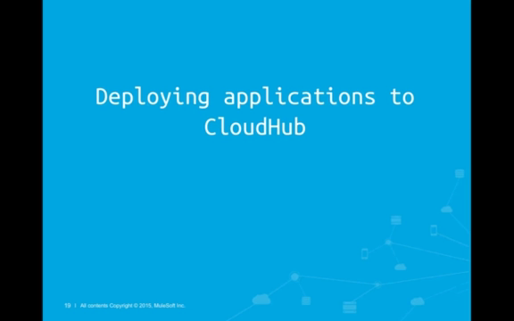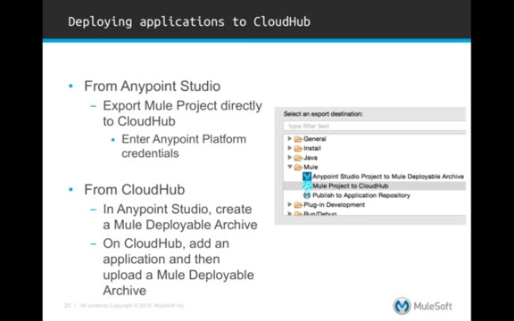Deploying applications to Cloudhub. From within Anypoint Studio, we'll export a Mule project directly to Cloudhub. From Anypoint Studio, if we do take this approach, we simply can put in our credentials and upload directly to Cloudhub. Another route that we can go to deploy an application to Cloudhub is from Cloudhub itself. We can go into the Cloudhub console and we can create an application, and then we can bring a deployable archive into Cloudhub in order to deploy.